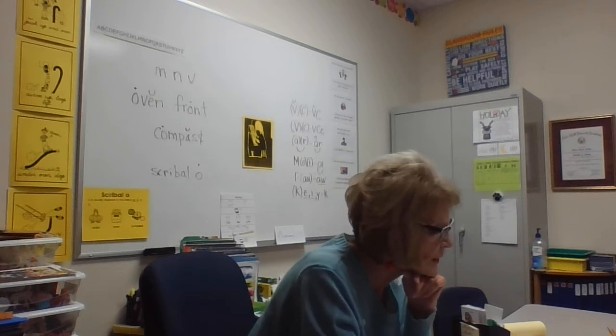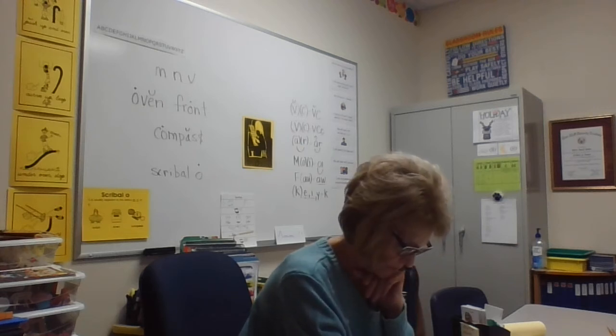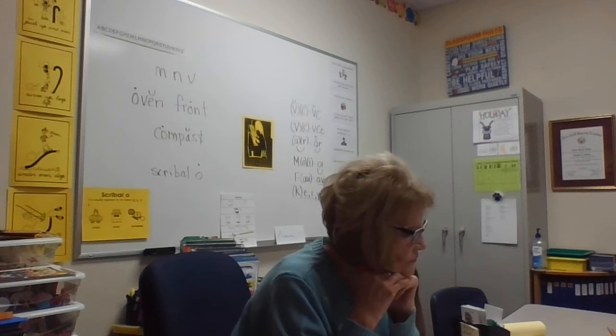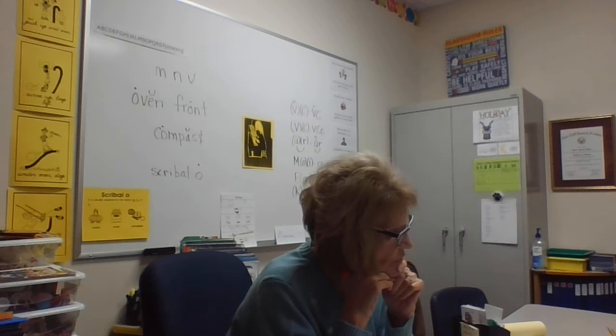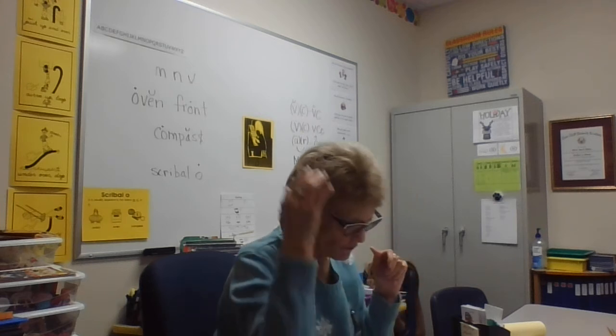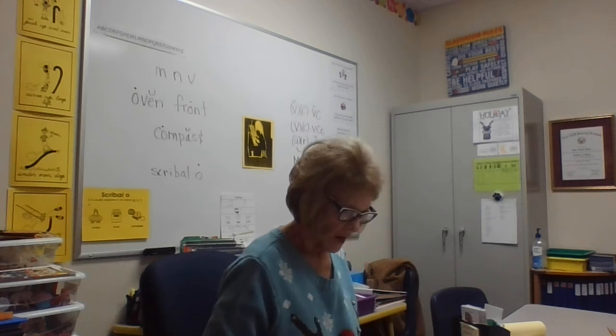Now, can you code it for me? Selfish. That's right. And what about this? Two short vowels, okay? Can you read it for me? Selfish. Oh, selfish. Okay.